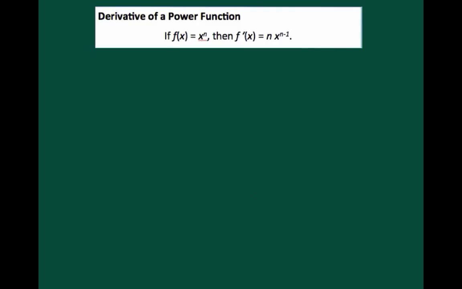The derivative of a power function is pretty easy to find. If f of x equals x to the n, then the derivative is n times x to the n minus 1. That's a lot of symbols. Let's try an example. So if f of x, let's say, was x to the fifth, then the derivative would simply be 5x to the fourth. So what had been the exponent would become the coefficient, and the former exponent would get decreased by 1.